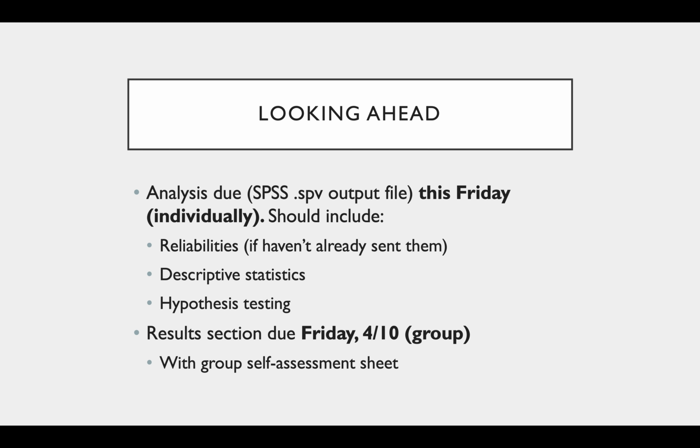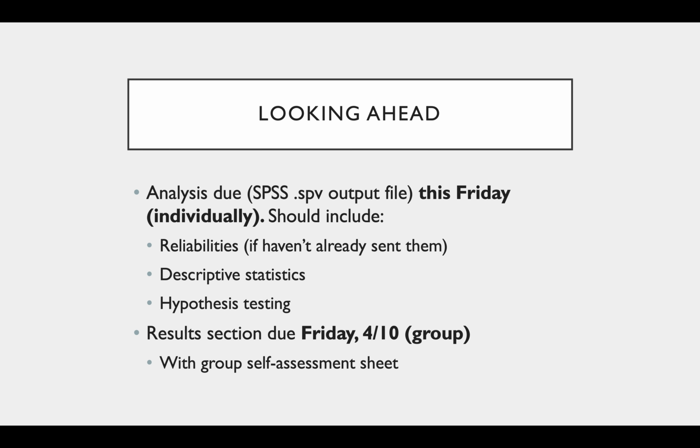Really quickly, just want to touch base about some things that are due in the near future. So first off, everyone should be aware, hopefully, that on Friday, that's April 3rd, you need to send me your individual SPSS output file. So again, this is an individual assignment. I think I've checked in with everyone now about accessing SPSS. So in that output file, that's the .spv file, you should have your scale reliabilities, your Cronbach's alphas in there if you haven't already sent them to me, and if you have any scales in your group project.